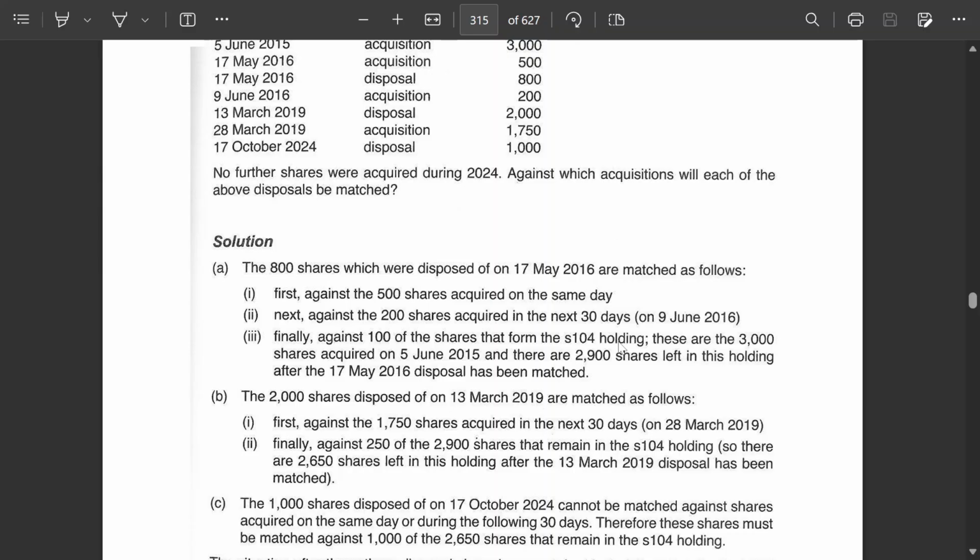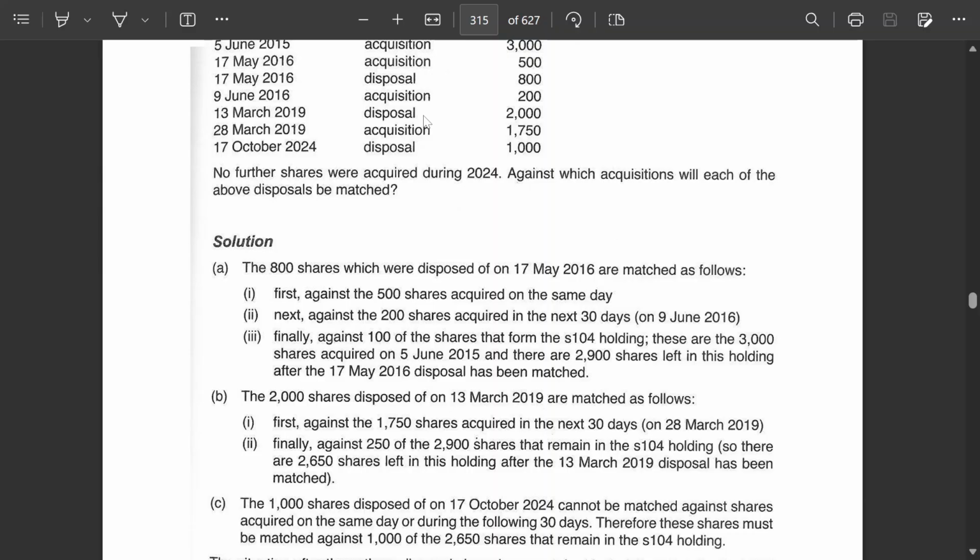So what is the 104 holding up until now? Up until here, it's actually only the 3,000 shares you had. So from that 3,000, you will take out 100 shares, and that will leave 2.9K in the holding. After the first disposal, we need to keep track of this because there are more disposals.